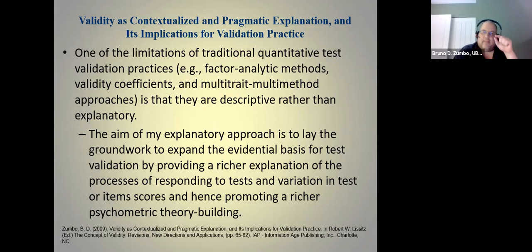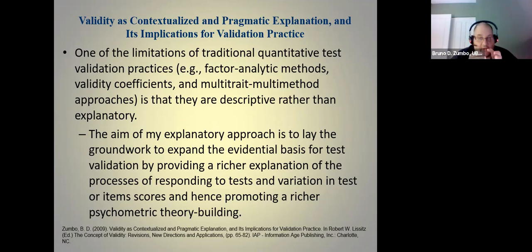The aim of my explanatory approach is to lay the groundwork to expand the evidential basis for test validation by providing a richer explanation of the processes of responding to tests and variation in test scores and item scores, hence promoting a richer psychometric theory building. To be honest, I am trying to bring explanation to the forefront of psychometrics. In my opinion, that moves it to a science of psychometrics.